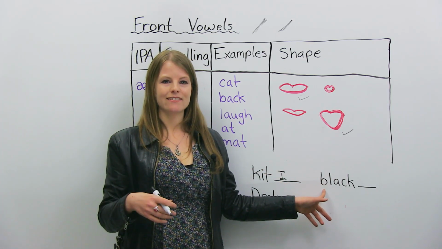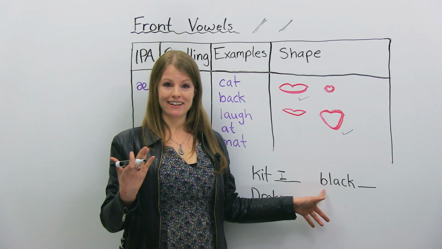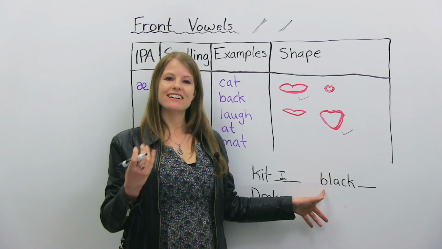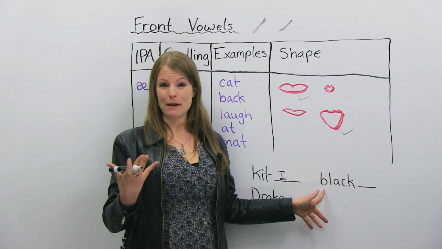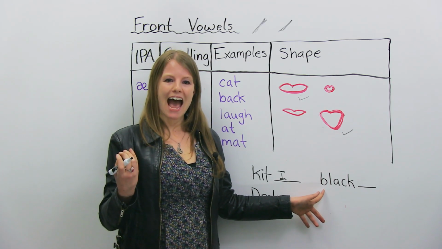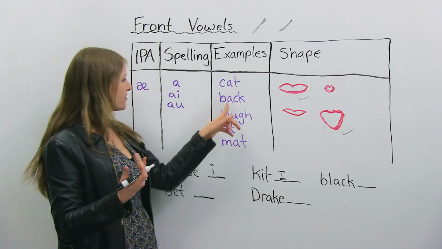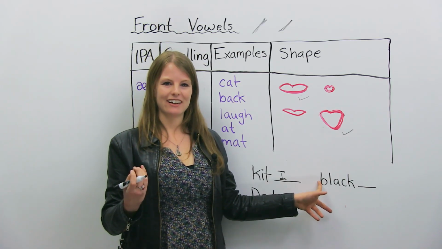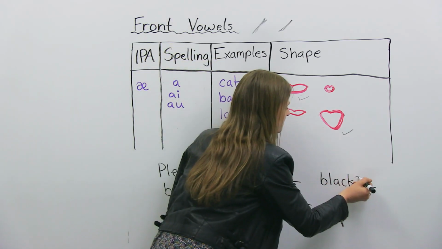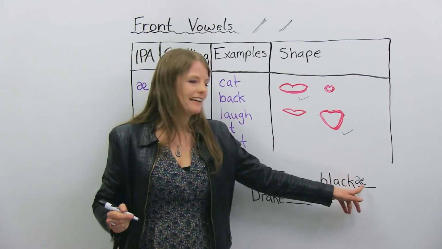Okay. Now let's look at this one. Black. Black. Is my mouth really open? Black. Yeah, it does get big. Black. It's quite big. So which sound is our ah sound? It's actually this one. Cat, back, black. It's like an A and an E together.